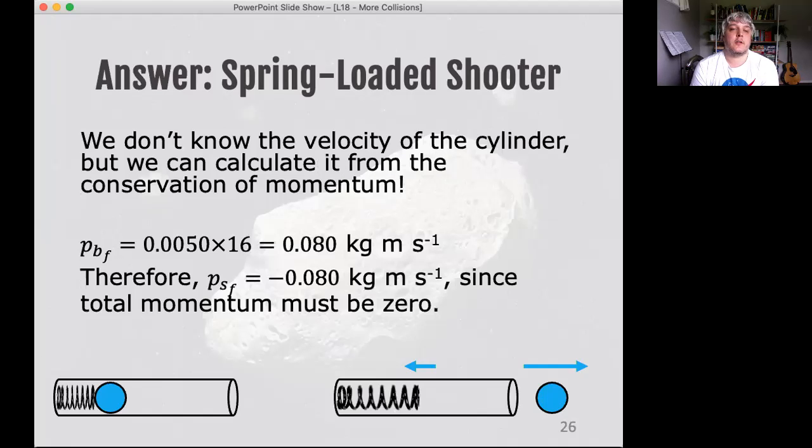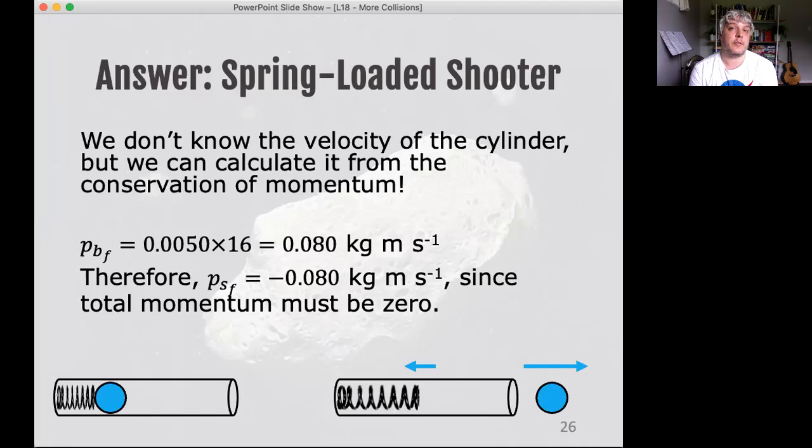So the velocity of the cylinder can be calculated based on the fact that the total momentum doesn't change, because we know the speed of the ball is 16 meters per second. Therefore, the momentum of the ball, final, after the collision, is 0.08 kilogram meters per second. That's in the positive direction. So therefore, the cylinder must have momentum negative 0.08 kilogram meters per second, because the total momentum still has to be 0. It hasn't changed. There's no net external impulse. We cannot change the momentum of that system.